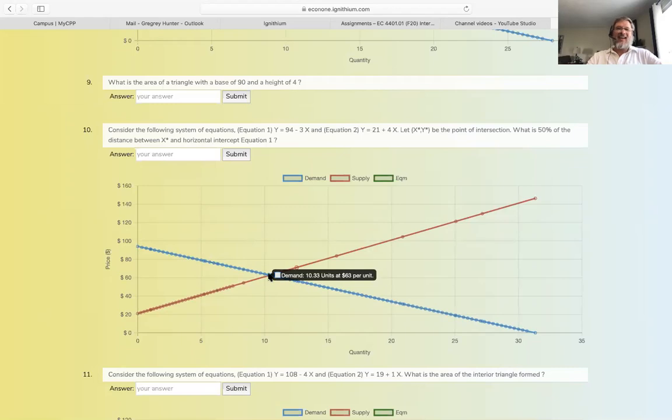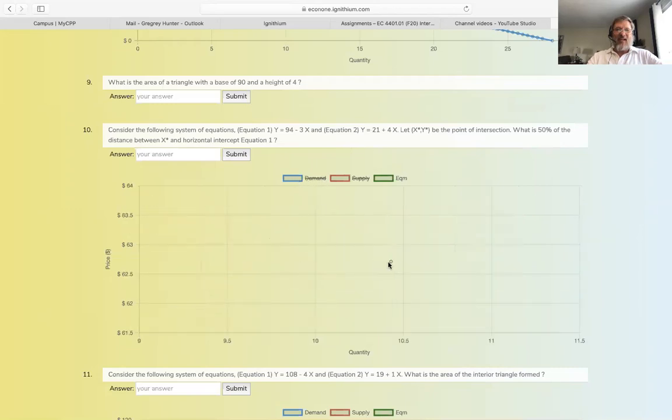Okay. So what is 50% of the distance between x star? So that's supposed to be the x value. So I can get rid of these and I can have it isolated. The x value, remember, they're xy pairs, right? So here, the equilibrium value is listed first as 10.43 units. So that's our x value. Does that make sense? Yeah. And then the y value would be on the y-axis, the price of $62.71.